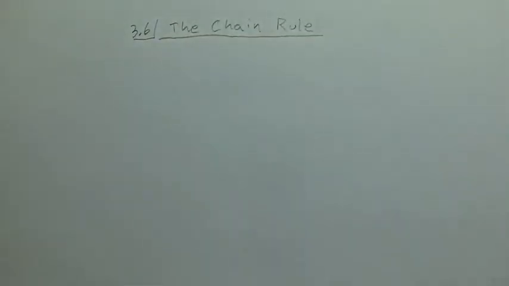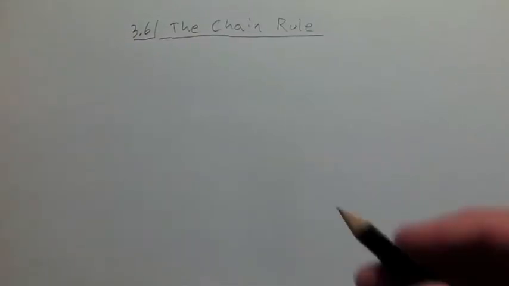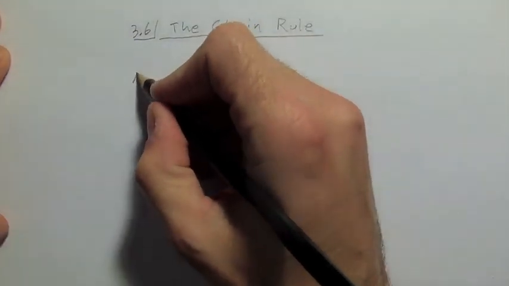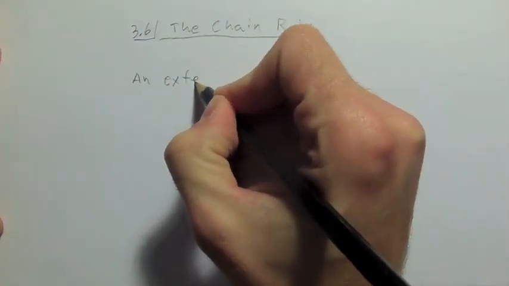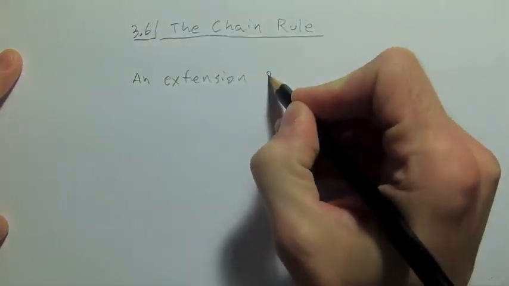Alright, hello class. Today we're going to be talking about section 3.6, which is on the chain rule. Now the chain rule is easily the most important rule we'll learn, but it's also the rule that students tend to have the most trouble with of all the rules. What the chain rule basically does is it's an extension of all the rules we've talked about to more general places. Right, so this is basically just an extension of derivative rules.